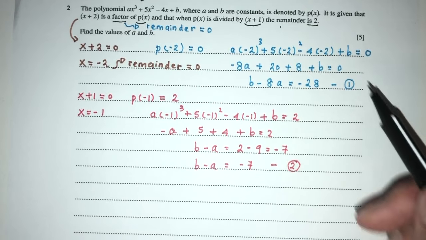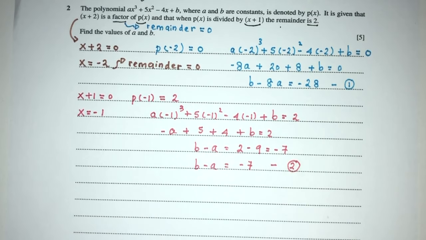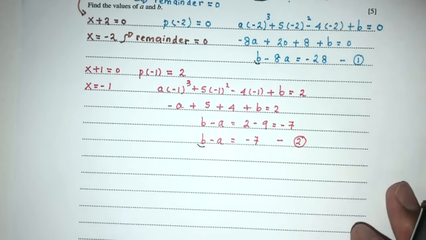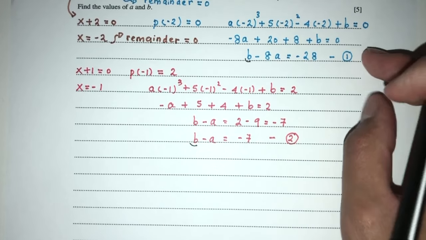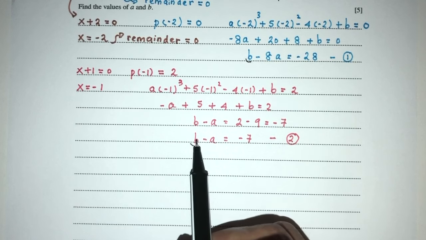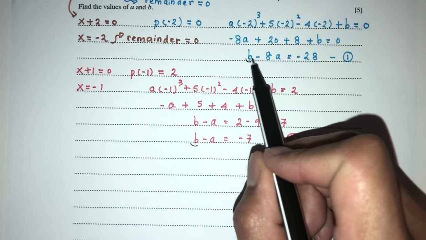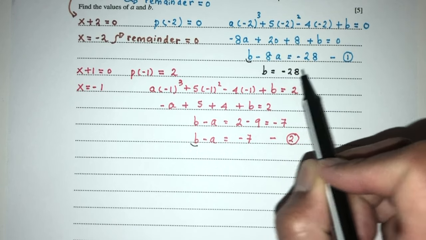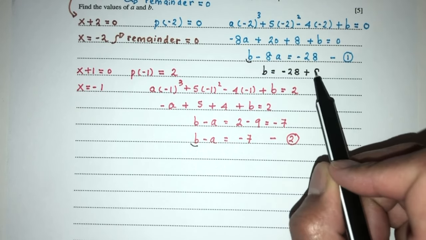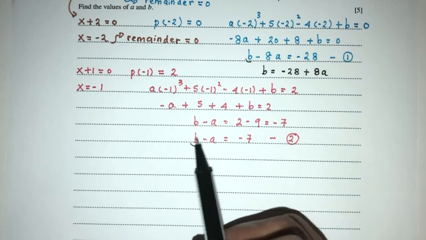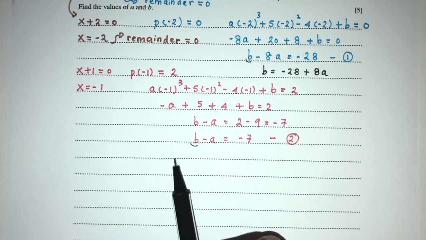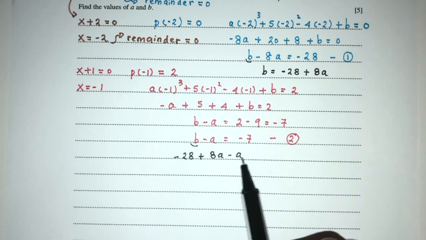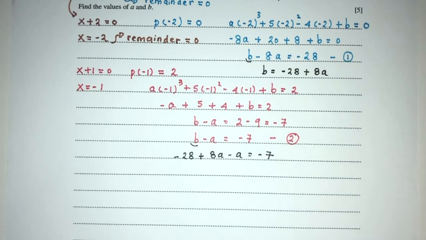Now because we have the two equations, we can solve them simultaneously, right? Here we have b and here we have b, so let's replace them in each other. For example, let me take 1 and put this into 2. So b is also given by, let's make this the subject, b is equal to minus 28, send this over here, become plus 8a. So b is also given by minus 28 plus 8a minus a equal to minus 7, right?